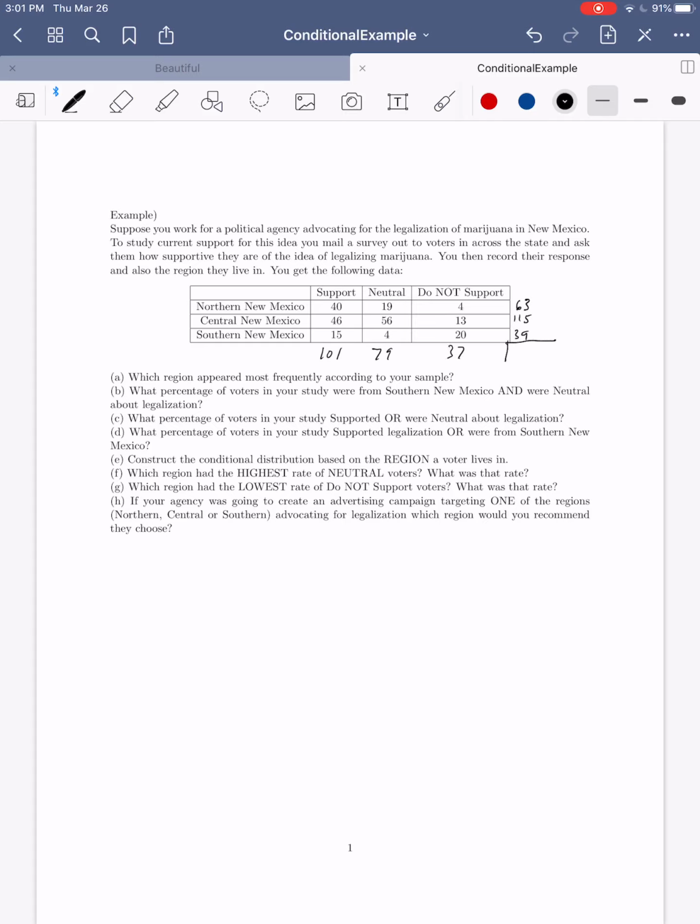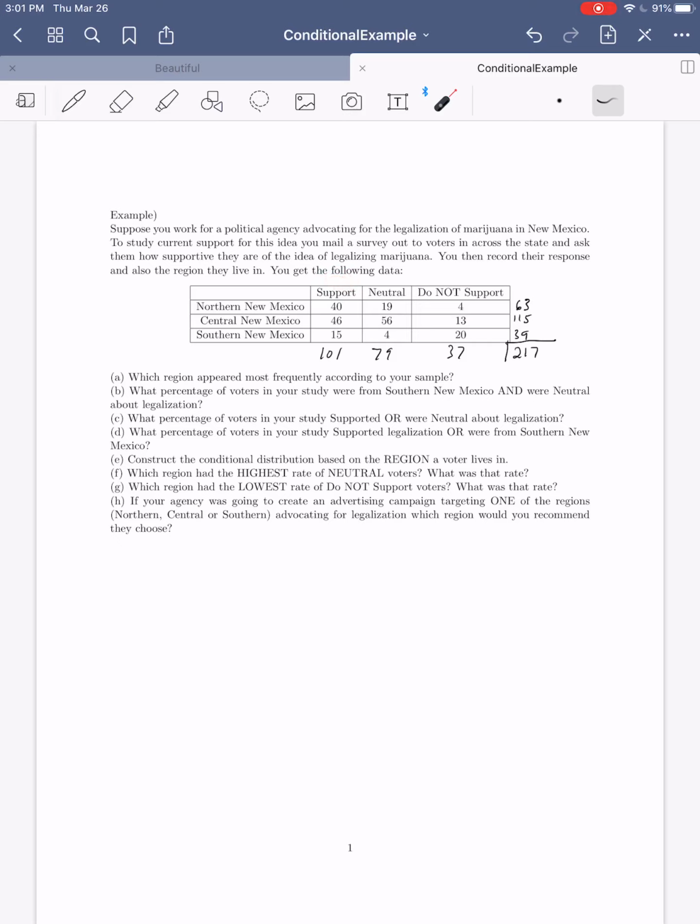And then, of course, we can add in the table total. We can do 63 plus 115 plus 39, and we get 217. If we go the other way, 101 plus 79 plus 37, we have to get the same thing. We get 217. So what this 217 represents is that in our sample overall, there were 217 voters from across New Mexico, divided into these different groups.